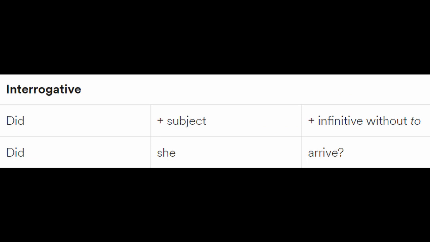And what about the negative sentences and the questions? If you want to make questions, you have to use the auxiliary did, and you have to use the base form of the verb. For example, did you do your homework? Or did she do her homework? Did they do their homework? You don't say did she did her homework or did she does her homework. So you have to use did and the base form of the verb.